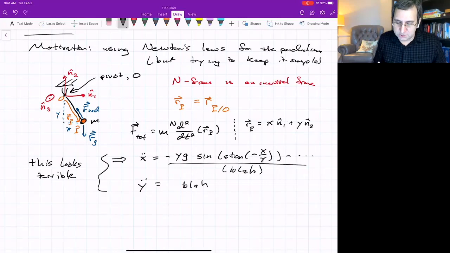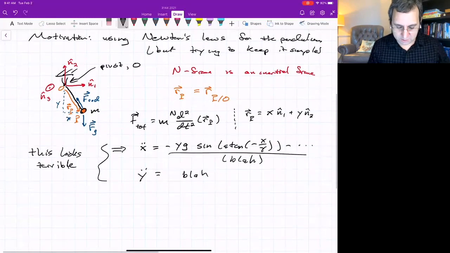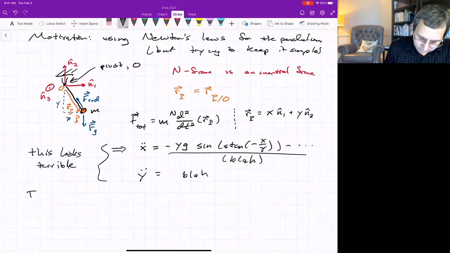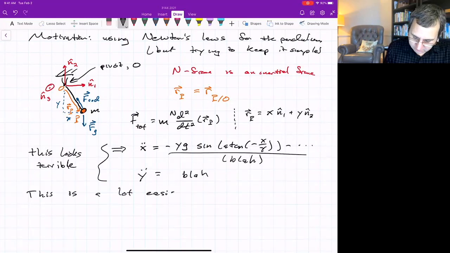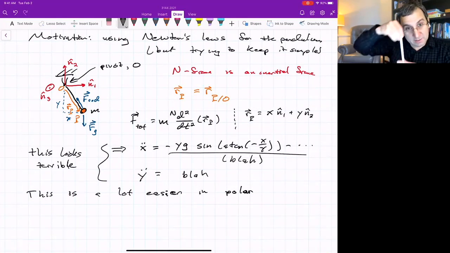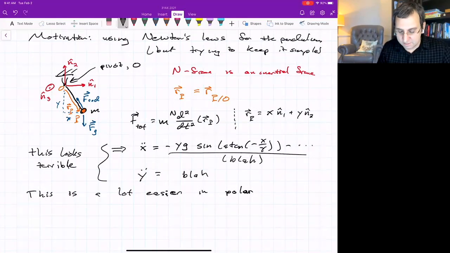Right, we wouldn't use Cartesian coordinates if we're looking at a pendulum because we know we should be using the angle. We would be using polar coordinates. It's a lot easier in polar coordinates. How do you know ahead of time polar coordinates might work? Well, maybe you just find by trial and error. When there's stuff that's rotating, and in this case, we have a pendulum that's rotating, then that gives you a clue.